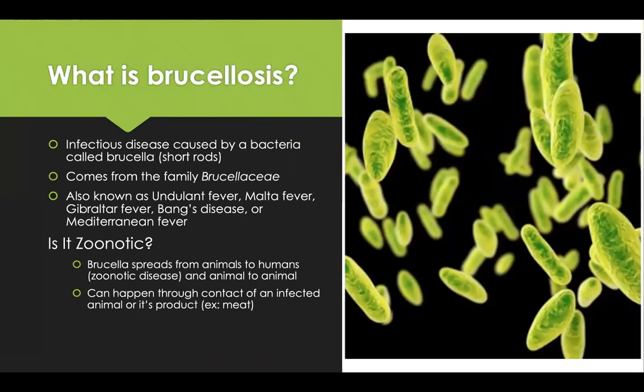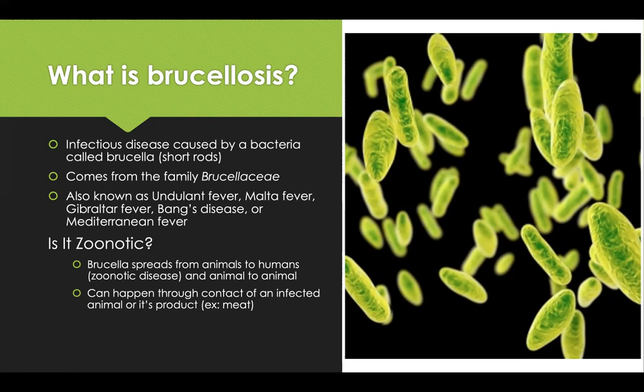So, what is brucellosis? Brucellosis is an infectious disease caused by a bacteria called Brucella. And they look like short, kind of long rods, like in this picture. They come from the family Brucellaceae, also known as undulant fever, Malta fever, Gibraltar fever, Bang's disease, or Mediterranean fever, but we mostly know it as brucellosis.